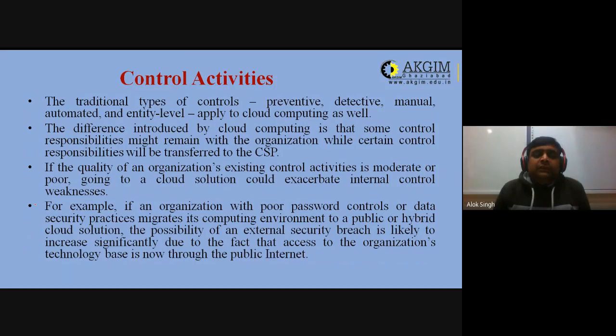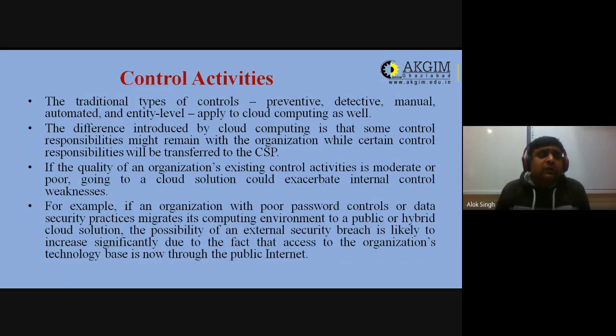So the difference introduced by cloud computing is that some control responsibilities might remain with the organization, while certain control responsibilities will be transferred to the CSP. Okay, so that you will decide while drafting the SLA, the service level agreement. So who will control such type of risk? You will decide the responsible person, whether you will manage such risk, or your CSP will manage or control it.